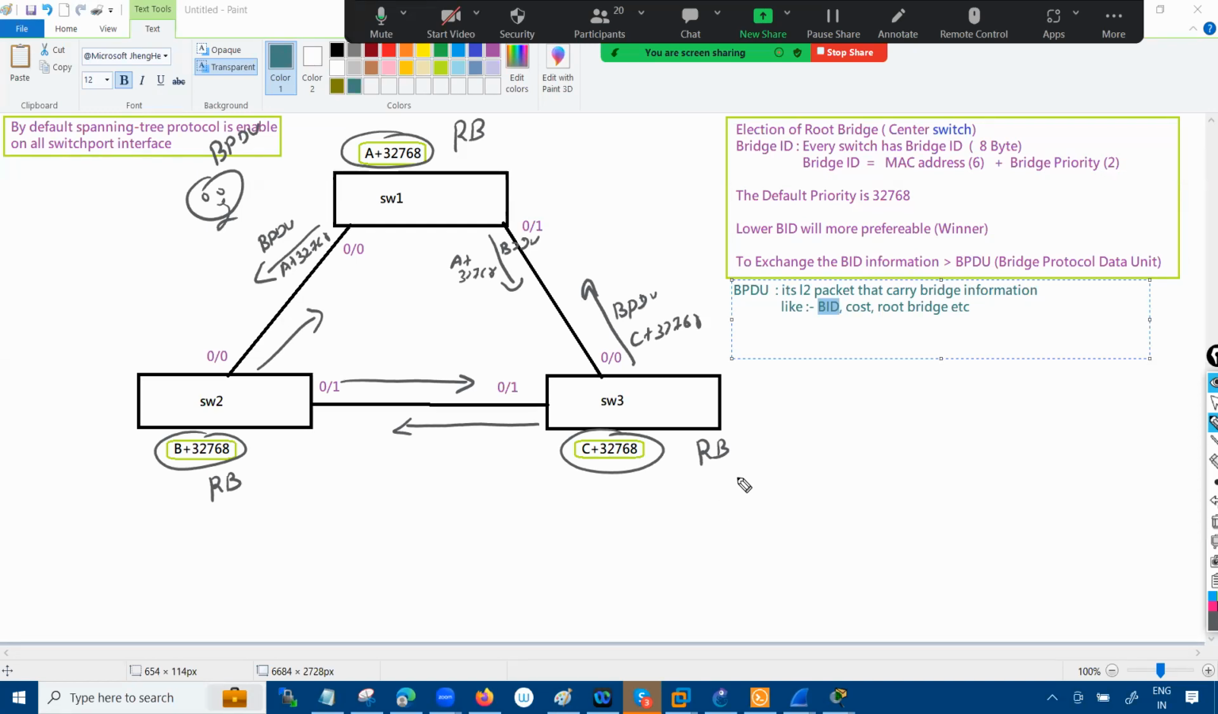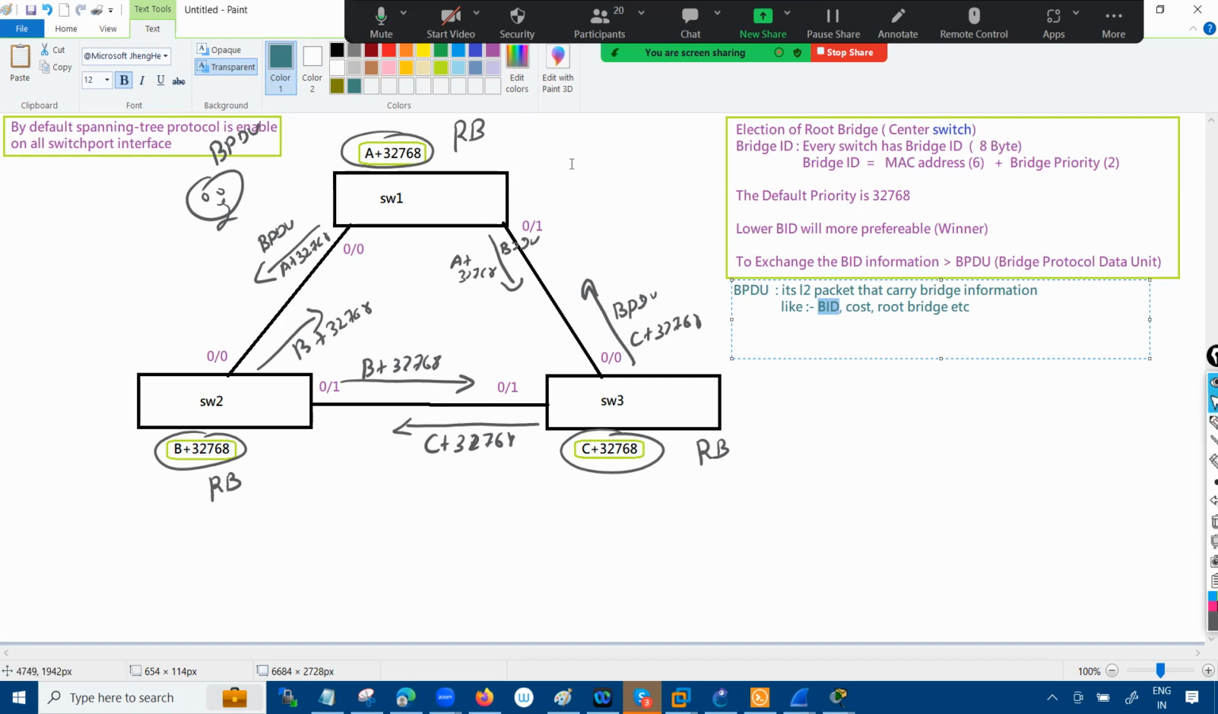Normally, in a classroom, everyone is trying to say, hey, I will be the monitor of this classroom. I will be the representative of the classroom. The same thing is happening over here as well. B plus, C plus. Can you see that? Everyone is trying to exchange the bridge ID information.